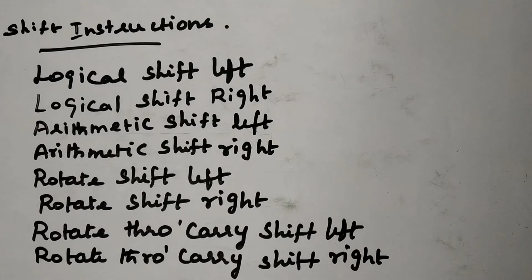Everyone, in this video we're going to discuss the shift instruction. It is one of the types of data manipulation instruction. The main purpose of this shift instruction is to perform data manipulation on the given data. Data manipulation is nothing but moving the bits in both directions, either to the left side or to the right side. This is what a shift instruction is.